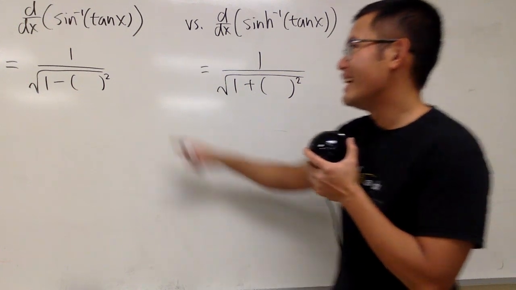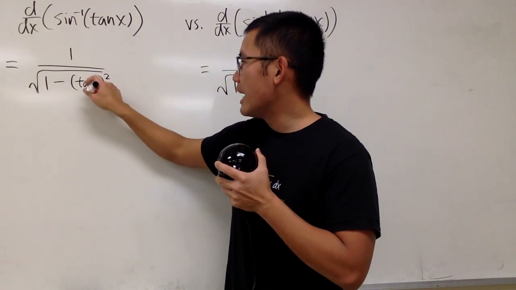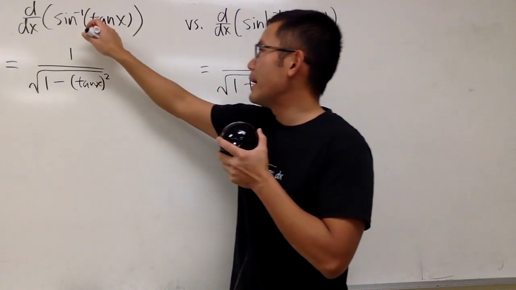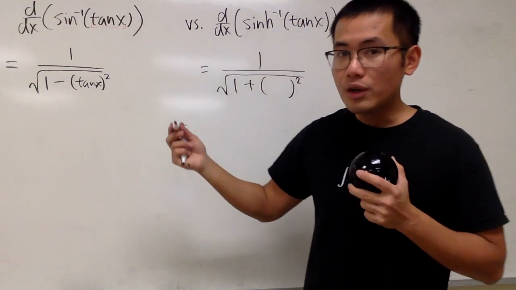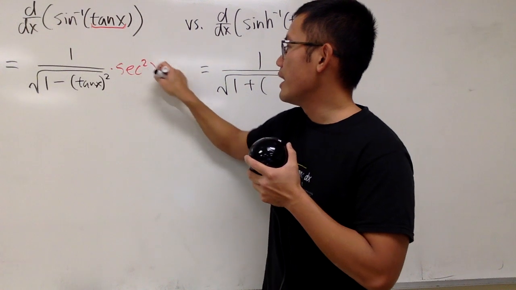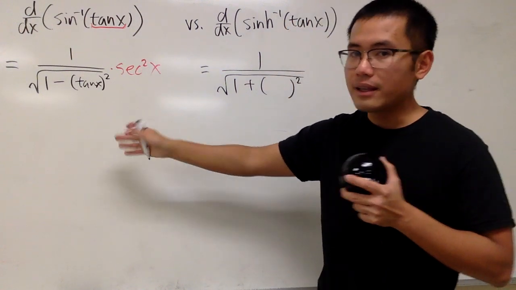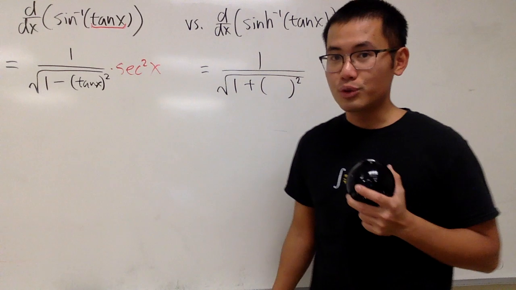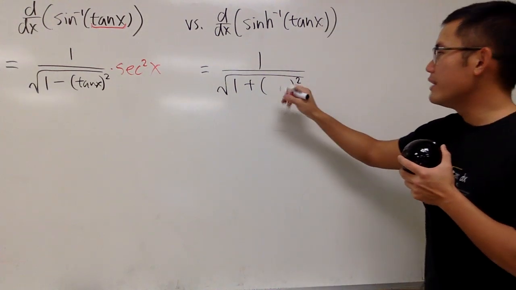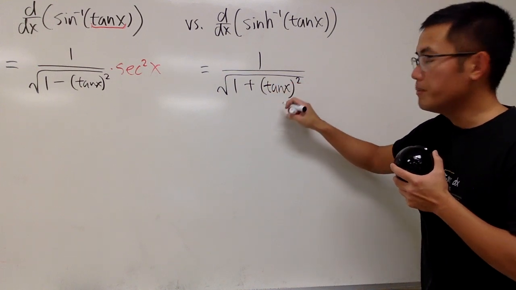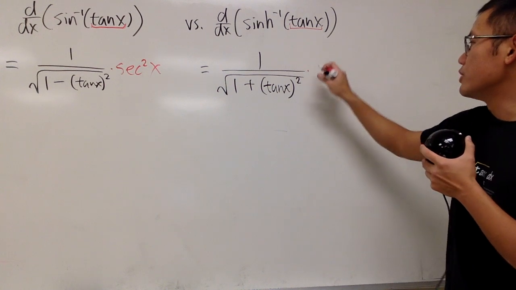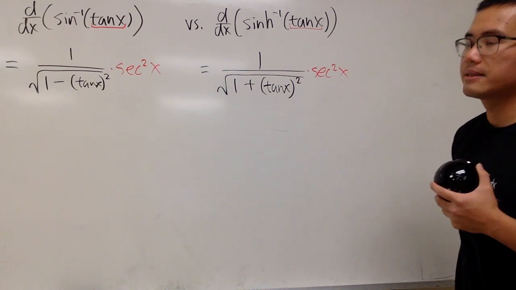Well, let's see. This right here is tangent inside, of course. And don't forget, we have to use the chain rule. So we are going to multiply by the derivative of this. The derivative of tangent is secant square x. And this is just the original version, right? And now we just have the original trig functions to deal with. On the other hand, this right here, of course, will still have tangent x inside as well. But don't forget the chain rule, multiply by the derivative of tangent, which is, again, secant square x.